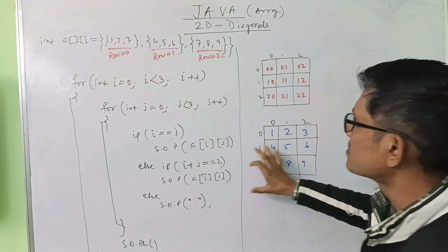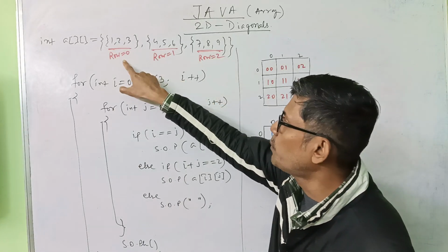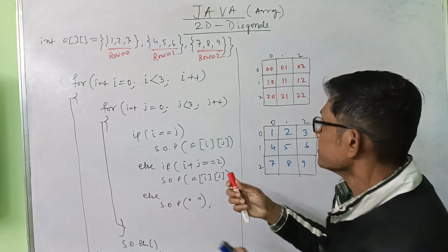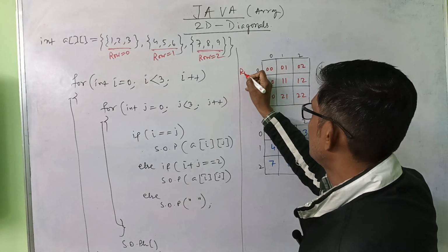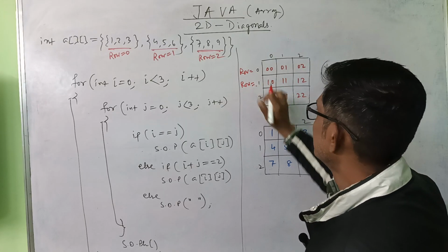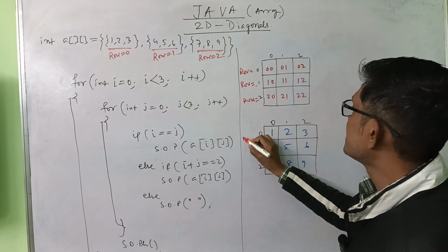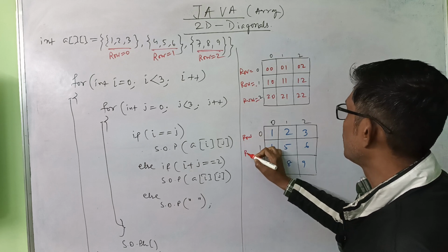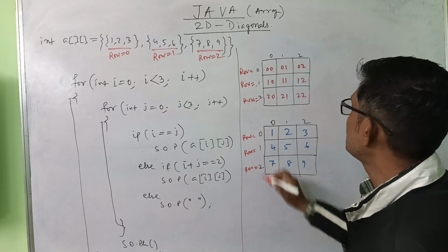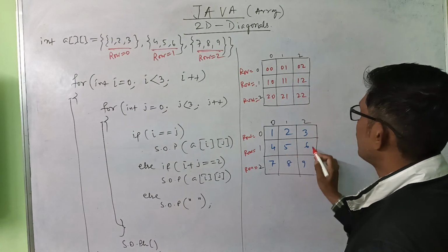This I have written. Suppose the elements are given here. These are the elements. This is the row position 0. Row equal to 0, row equal to 1, row equal to 2. So you see this is row, row and row. Now check. These are the values 1, 2, 3. This I have written. Then 4, 5, 6.